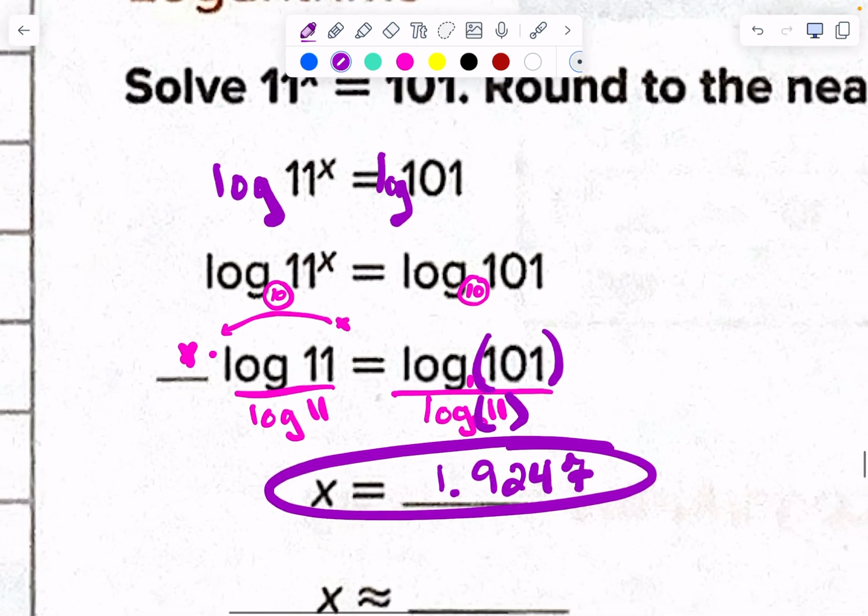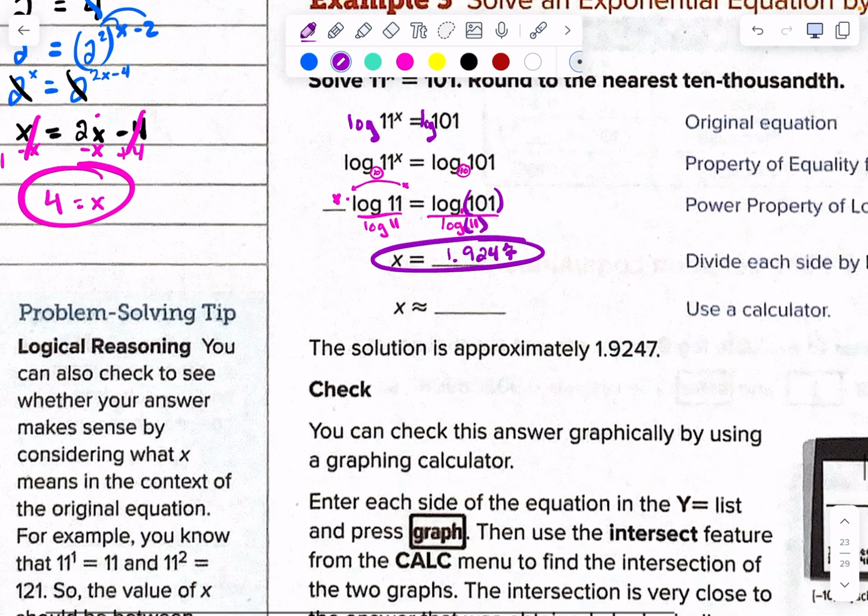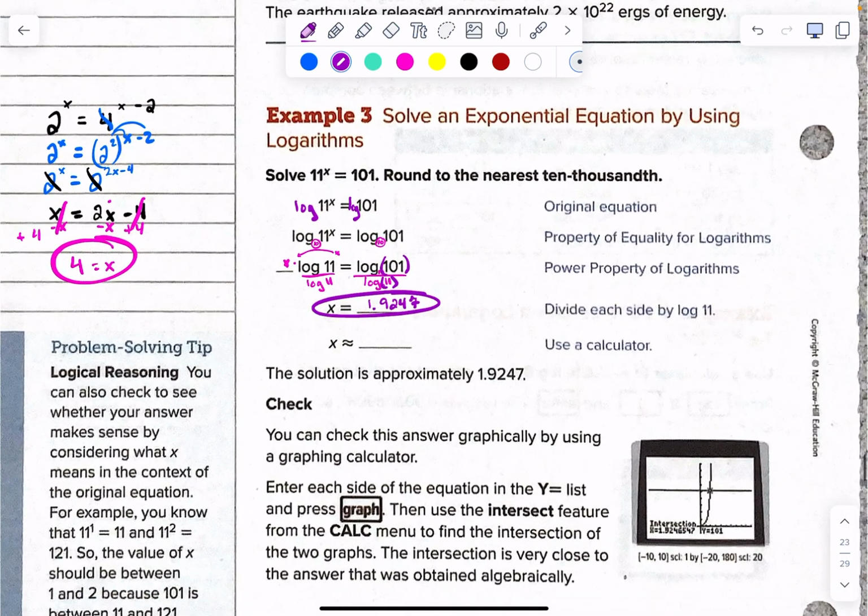Done? Okay, so when you cannot create them to be the same base, you have to put log in front of both sides and then do the algebra to solve. Yeah? That's not that bad, right? 1.9247. Anybody have problems getting to that point? Did everybody get it in their calculator? 1.9247. Beautiful.